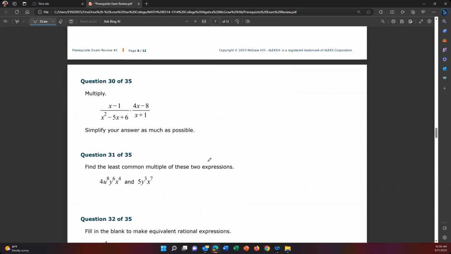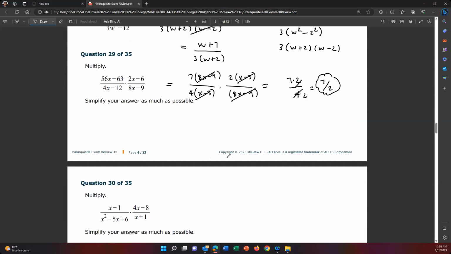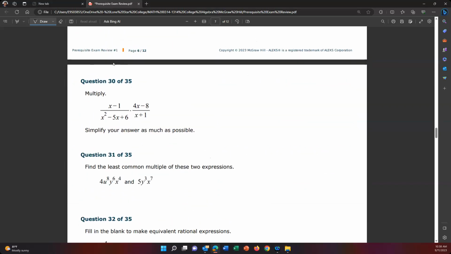Let's see. We got more. Let's do one multiplication here. One more multiplication, and then we'll take a break. I'll pause, take a breather, and then I'll do the last 5 examples. Okay. Here we go. All right.